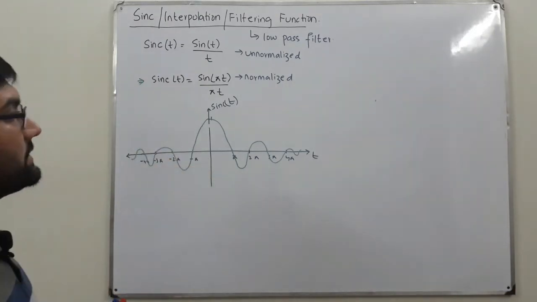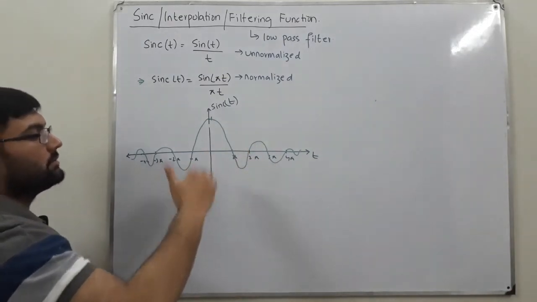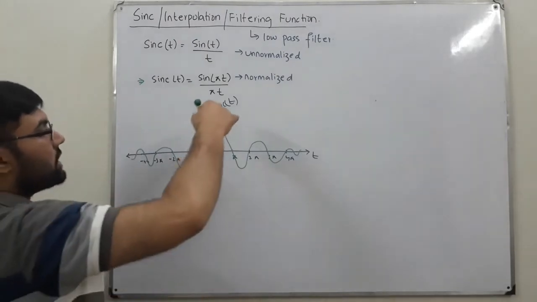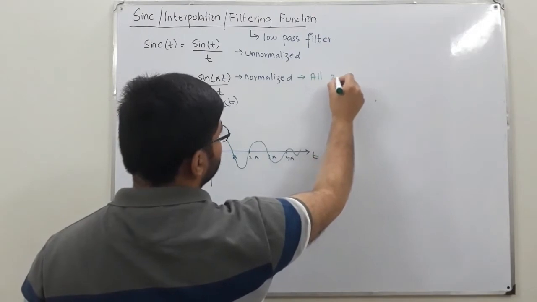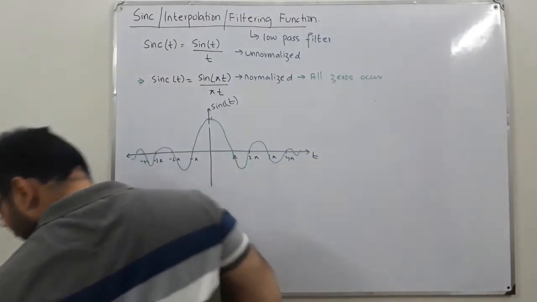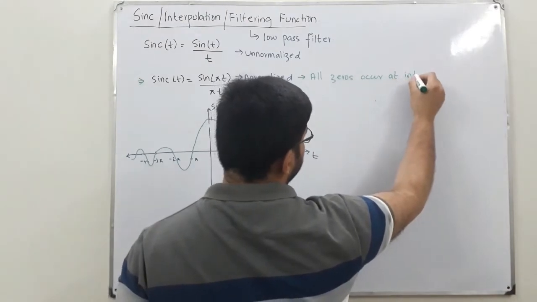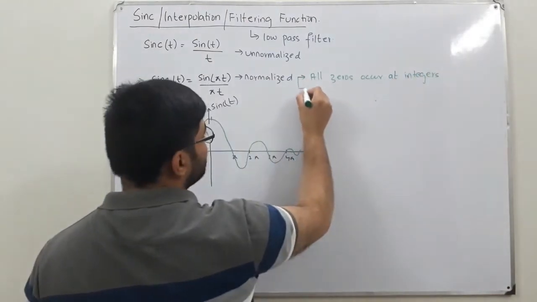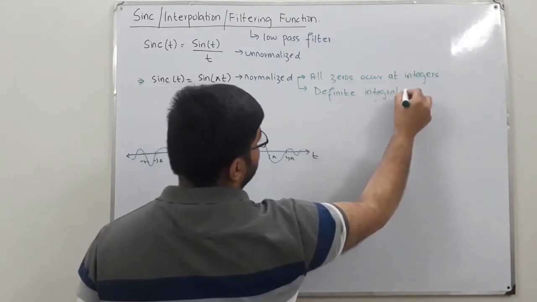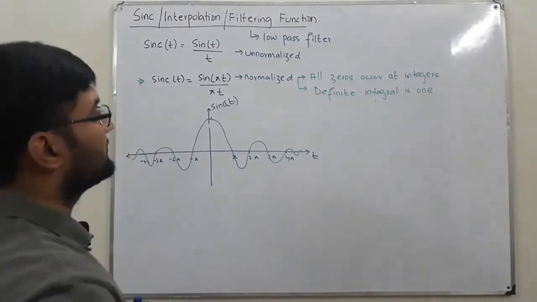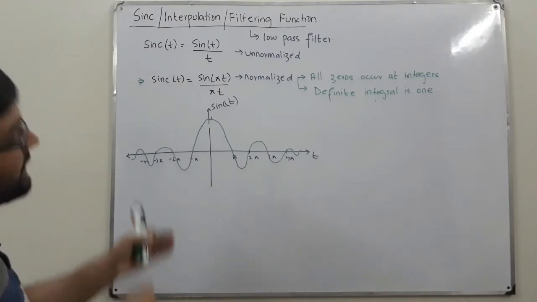So you have noticed that the zeros are occurring at particular values, which means integer values. So I would write that in normalized, all zeros occur at integers. So this is the first difference. And the second difference is that the definite integral of this function is always 1. I hope you have understood the graph of this function.